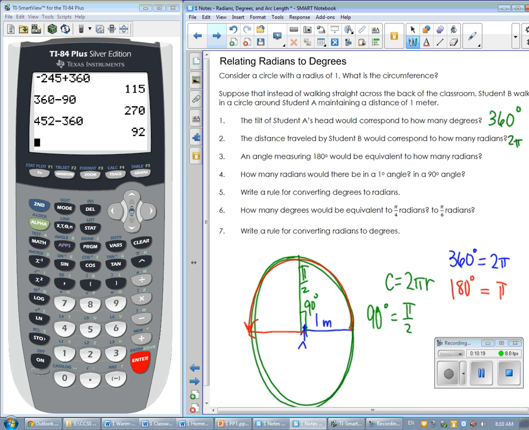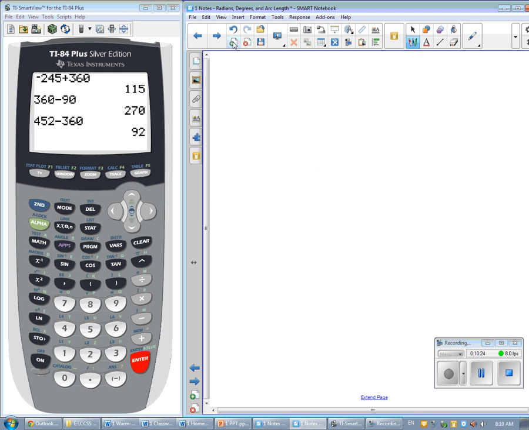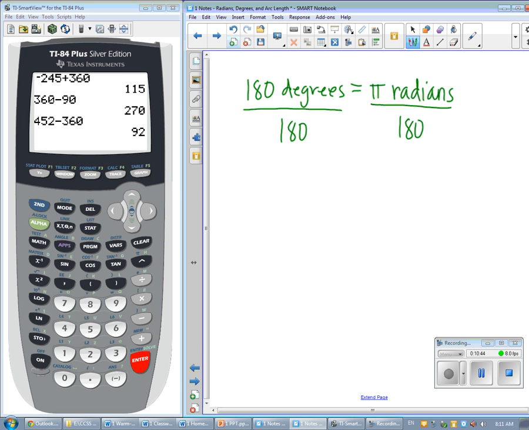So what about if I just wanted to figure out what a 1-degree angle is, or what 1 radian is? We can actually do a quick conversion. If I know that 180 degrees is equal to pi radians, then I can solve for 1 degree. If I want to figure out what 1 degree is equivalent to, I'm simply going to divide both sides by 180. And so when I do that, I'm going to have 1 degree is equal to pi over 180 radians. And pi over 180 is equivalent to 1 because pi and 180 are equivalent.